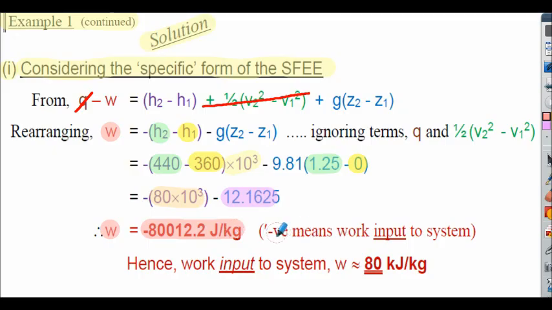Note from our sign convention, negative means work input to the system, so hence the work input to the system, W, is approximately 80 kilojoules per kilogram. This solution highlights the need to be aware that some values are given in kilojoules and some are in joules, so be very careful when you're calculating the answer that you do account for any prefixes that are stated in the question.